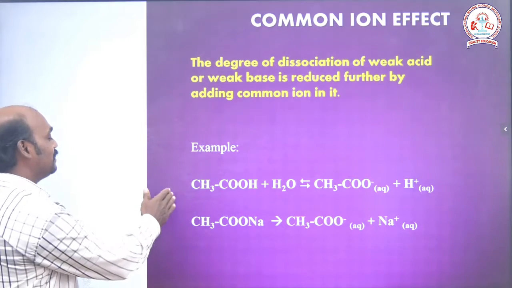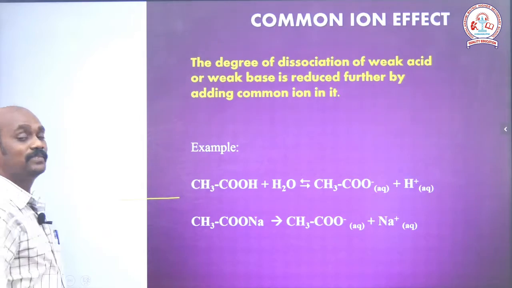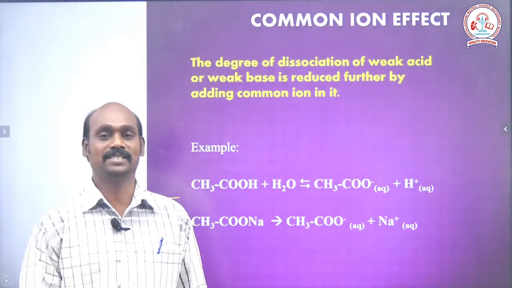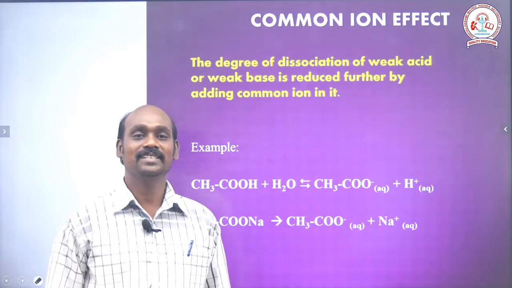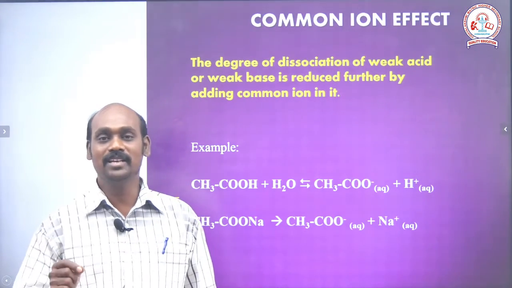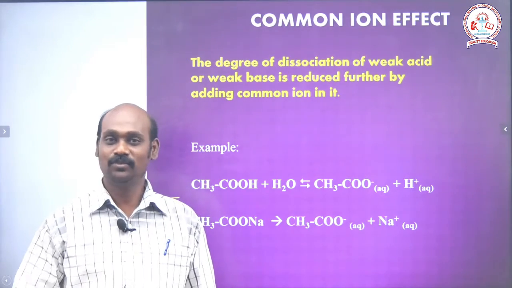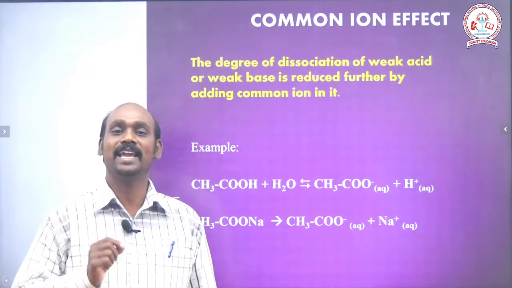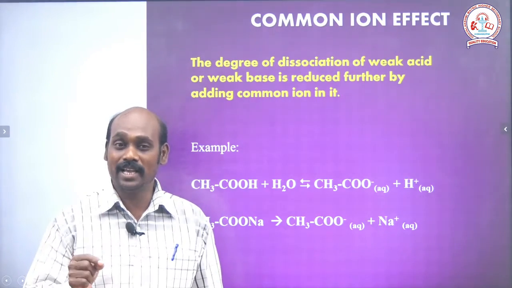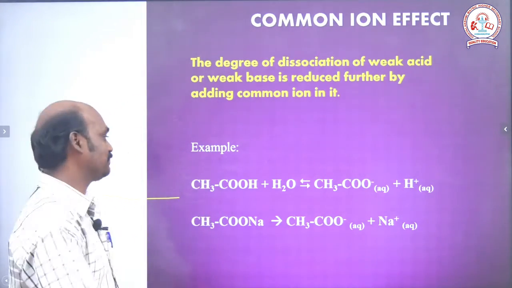Acids are classified into two types: one is strong acid and another one is weak acid. What is a strong acid? A strong acid is completely ionized in water, whereas a weak acid is partially ionized in water. Strong acid is completely ionized, completely dissociated in water, whereas weak acid is partially dissociated in water.